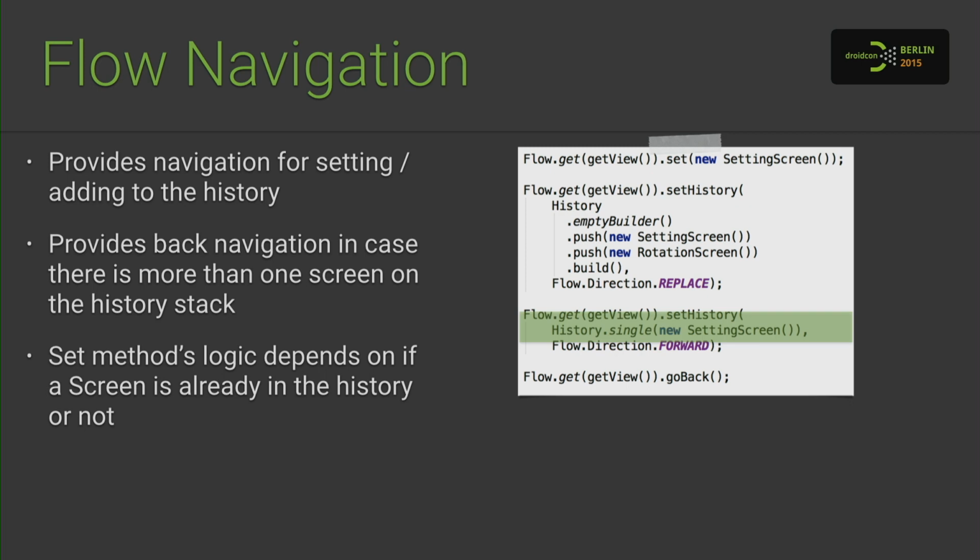History at single is just a helper, so you don't have to go through the builder. And go back is a simple back functionality. If you trigger it from somewhere other than the back button or the toolbar action, so if you have anything else that causes the back navigation, you can call it directly on Flow.